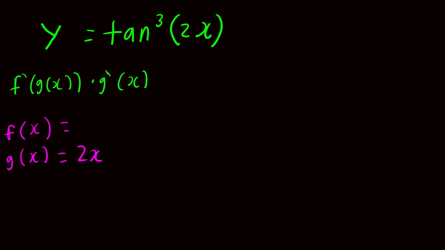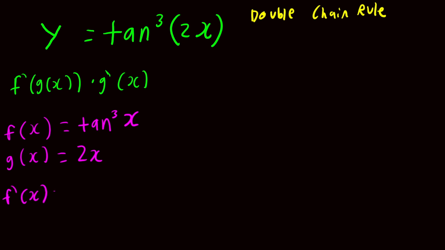And then f of x is tan cubed of x. Okay, now, I don't know if you see a problem, but you're going to need to use double chain rule for this, which is a little bit annoying. It's a lot more work, but you have to do what you have to do, right? So f prime of x. This is why we need to use double chain rule, because of f prime of x. This is also a composite function.